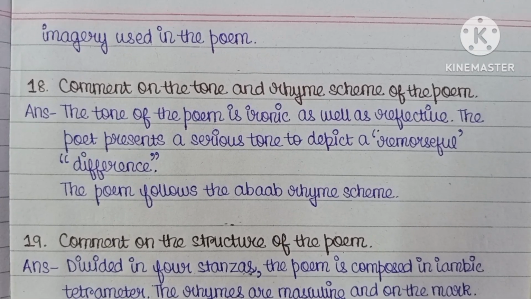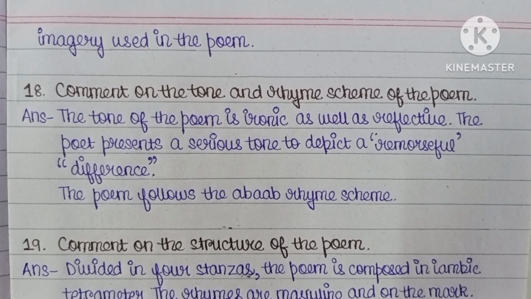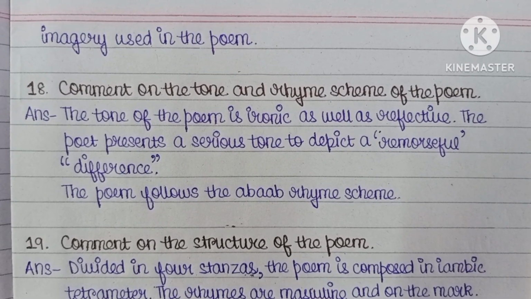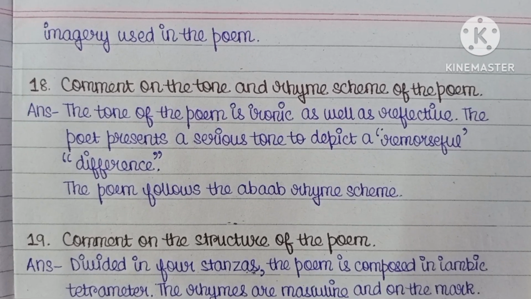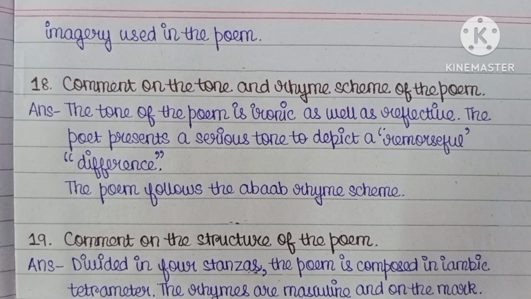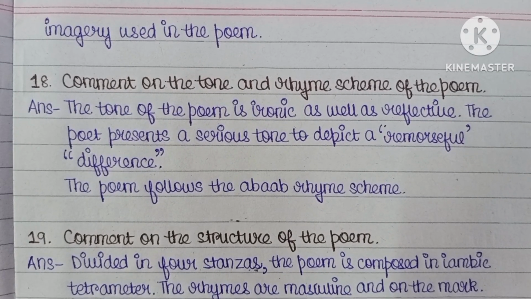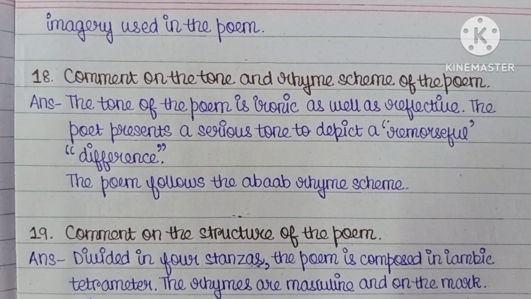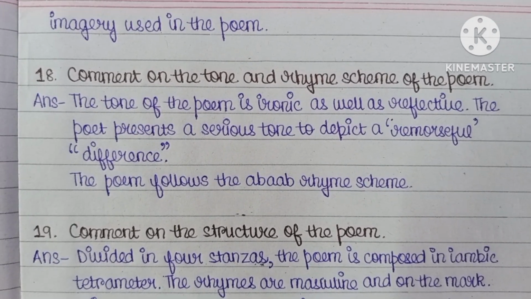Now, number 18. Comment on the tone and rhyme scheme of the poem. Answer. The tone of the poem is ironic as well as reflective. I told you, introspective. The poet presents a serious tone to depict a remorseful difference. So the outcome was lamenting, regretful.